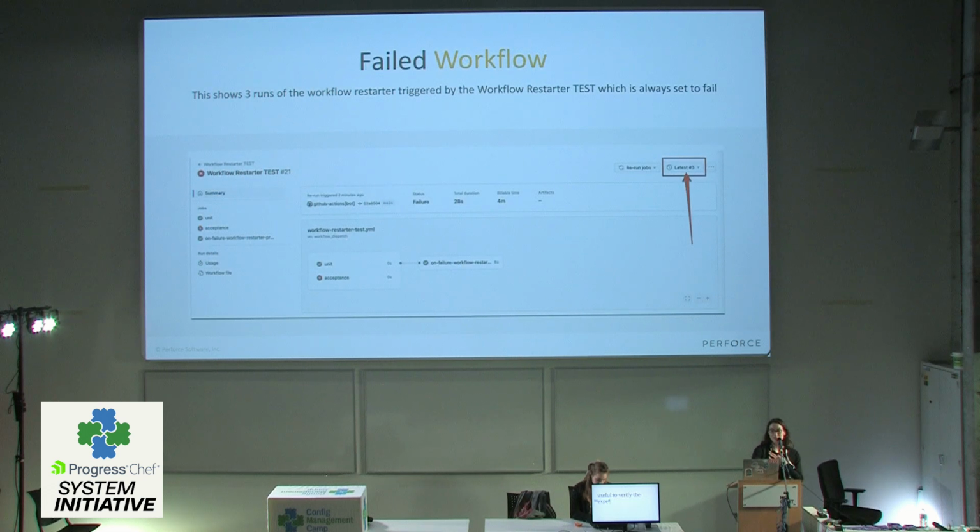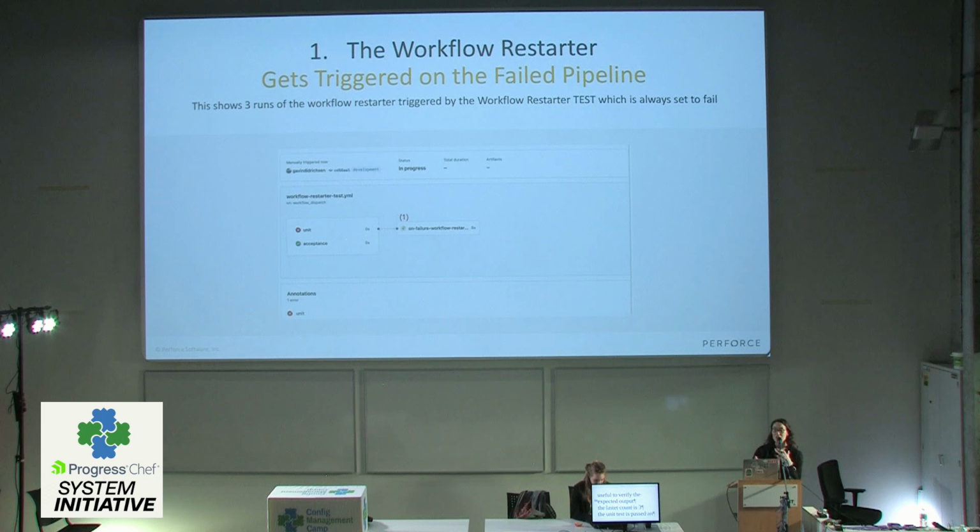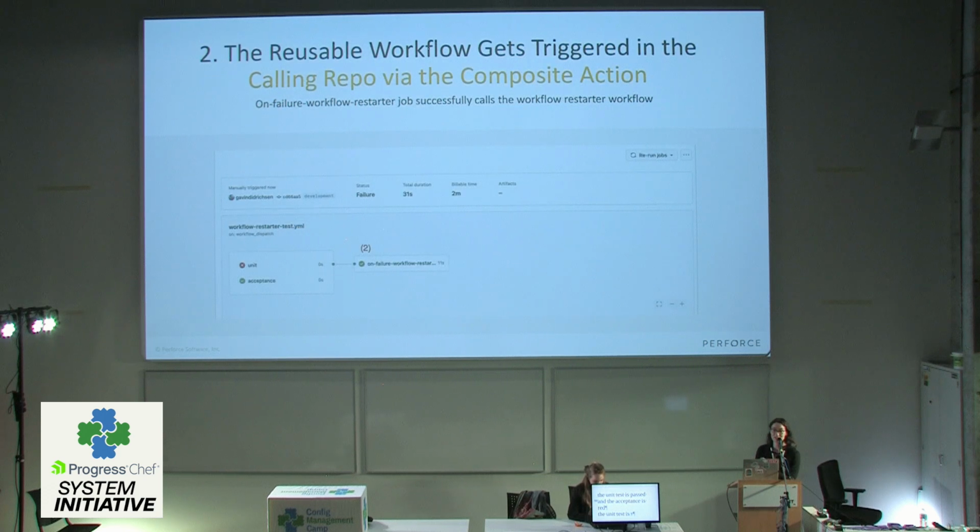So here we can see the acceptance test has failed. The latest count is 3. That's the number of retry attempts. But yeah, the unit test has passed and the acceptance is red. So I just want you to take note of that, because in the next slide now, the on failure workflow restarter proxy gets called. The unit test is still red, so the workflow restarter hasn't actually come into effect yet to rerun that failed unit test. Acceptance is still green.